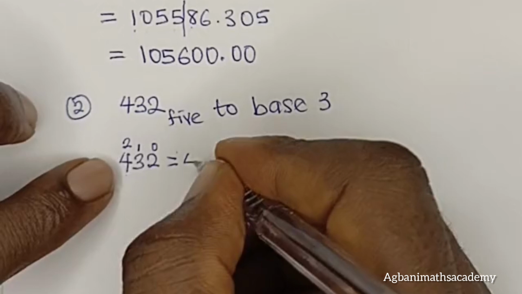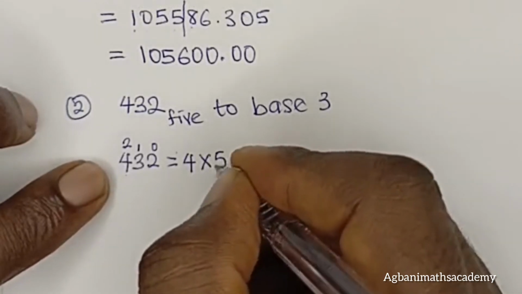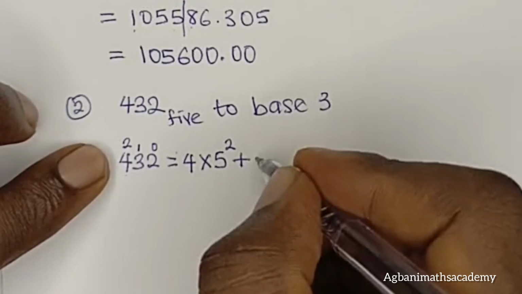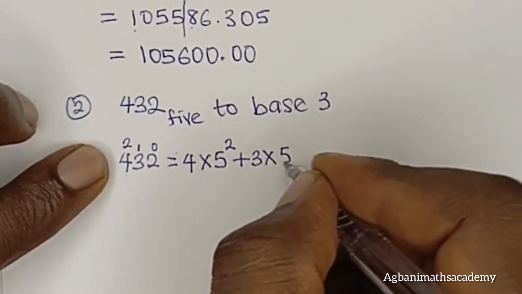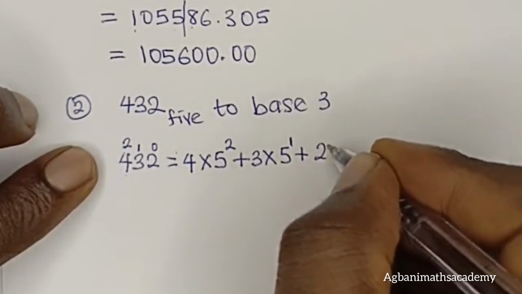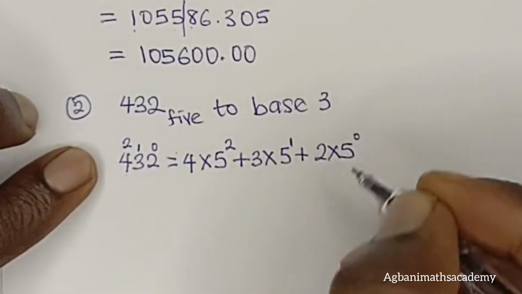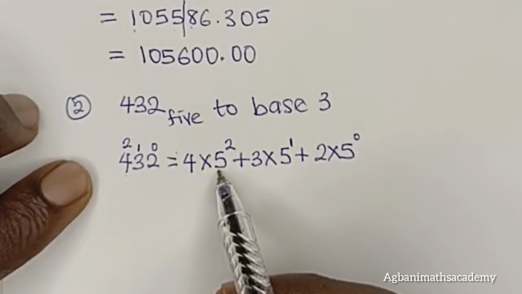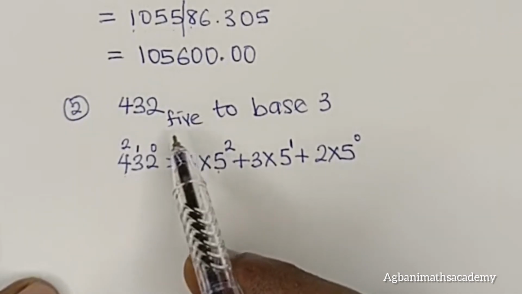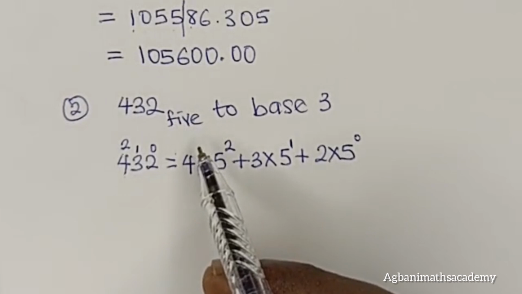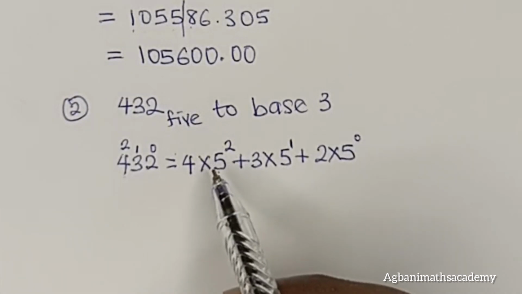So we're going to have 4 times 5 to the power of 2 plus 3 times 5 to the power of 1 plus 2 times 5 to the power of 0. The reason we are multiplying by 5 is because we have a base of 5. Okay. If it is a base of 2, we multiply by 2 to the power of something.